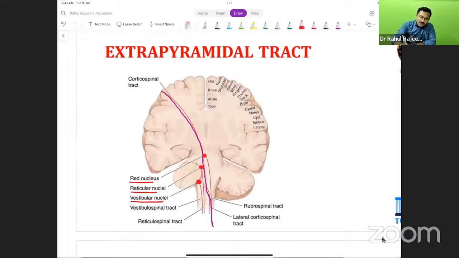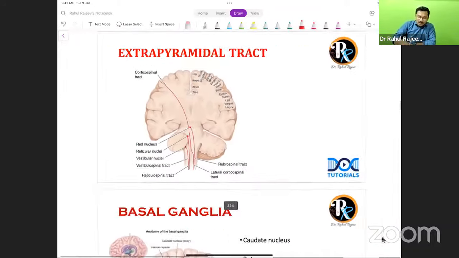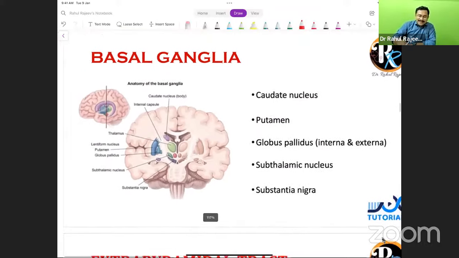So these nuclei are having connections with certain important structures which are located somewhere here. They are having connections with the basal ganglia. So, which is why, no, I'll complete that sentence a bit later. Wait. So, you have got the basal ganglia there. Now, what is this basal ganglia?